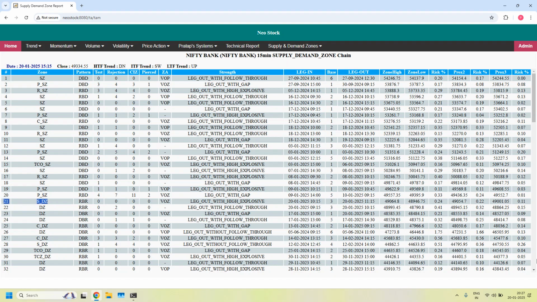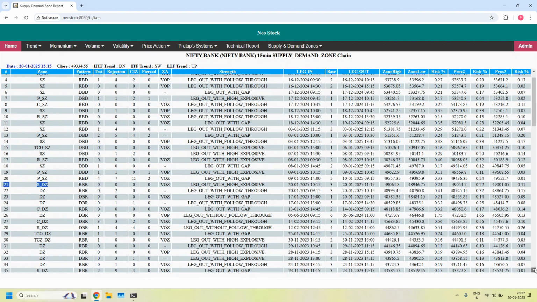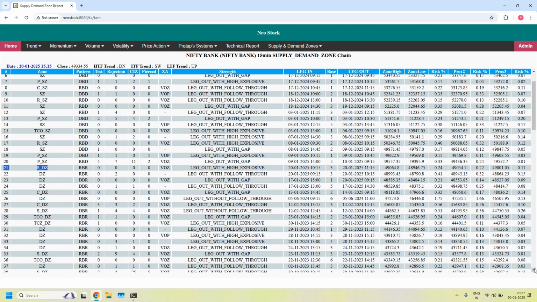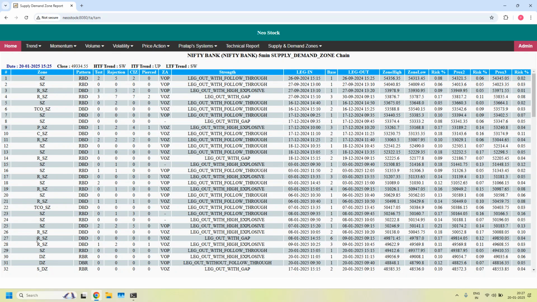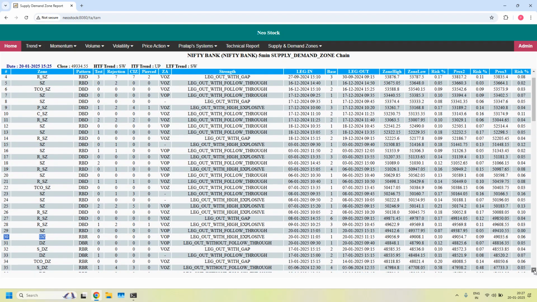This is the demand zone. Let me scroll the list so that you can see some more demand zones. Okay, next, 5 minutes supply demand zone chain for Bank Nifty. Here you have the demand zone. Let me scroll the list down so that you can find more demand zones.